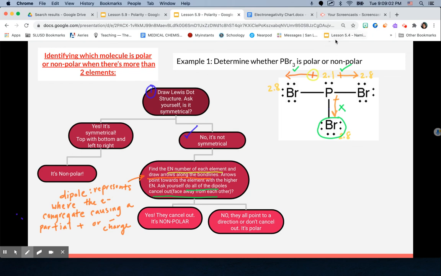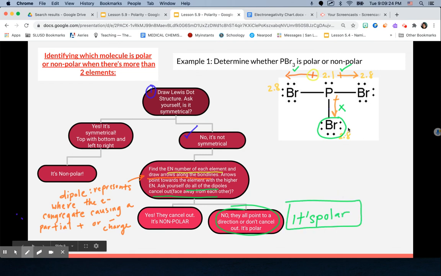Right? If there was one up here, then it would cancel out. But in this case, this one does not get canceled out. So in this case, no, they don't cancel out. So therefore, it's polar. So therefore, this molecule is going to be polar.